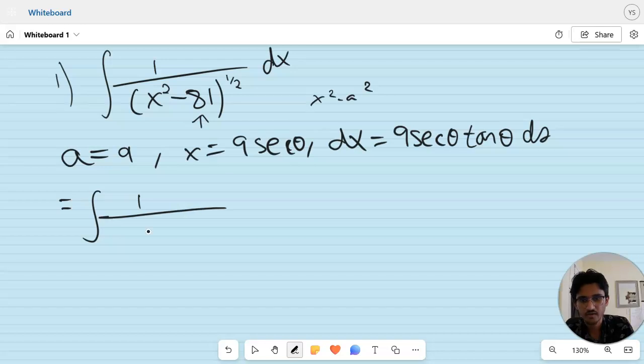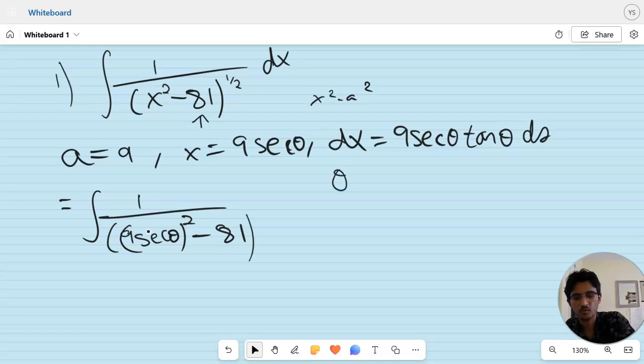So 1 over x squared. We're going to plug in x for x squared, and it's going to be 9 secant squared minus 81. Let's also solve for theta. As you have seen in the last video, we come to an answer in terms of theta, but we want to get to the answer in terms of x. So we go back to what our x equals was. Let's find what our theta value is in this case.